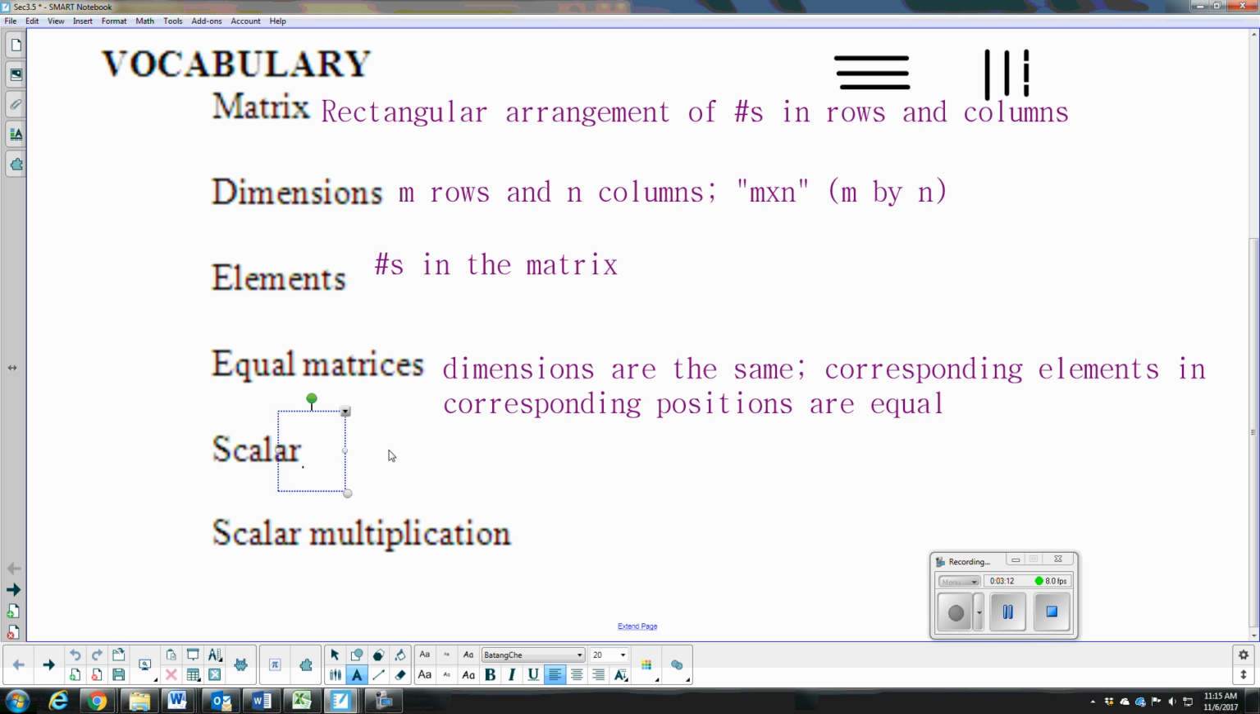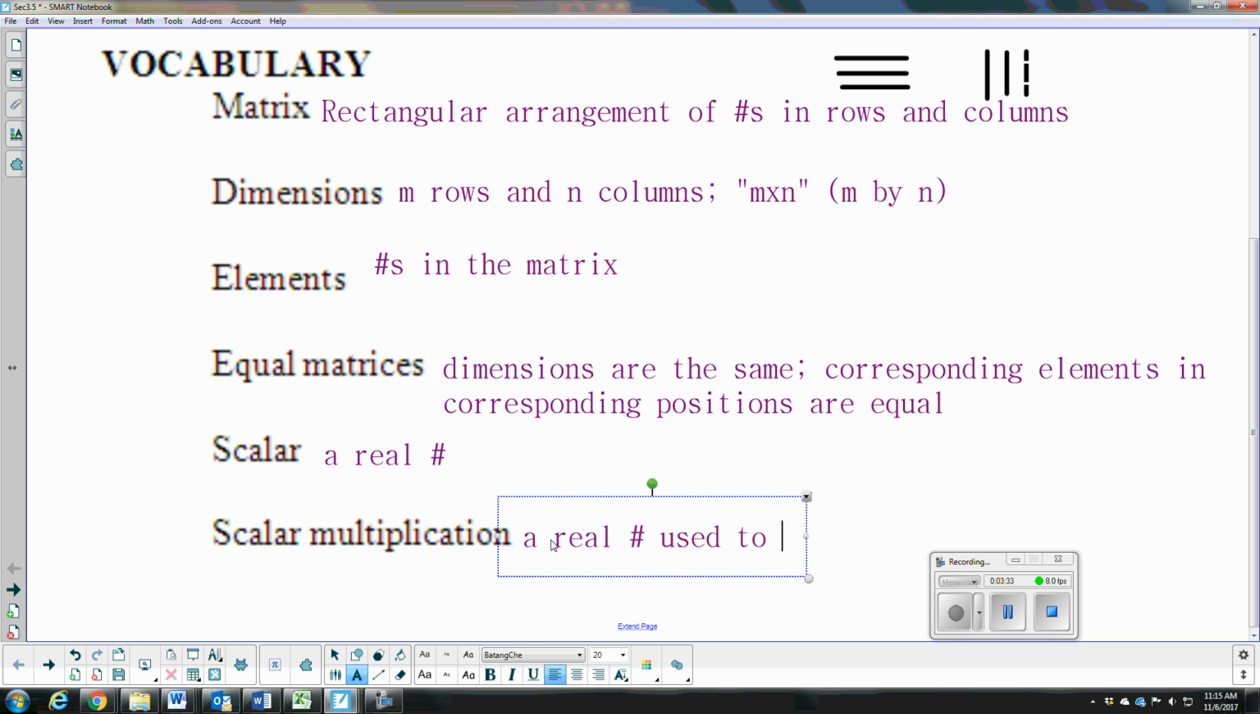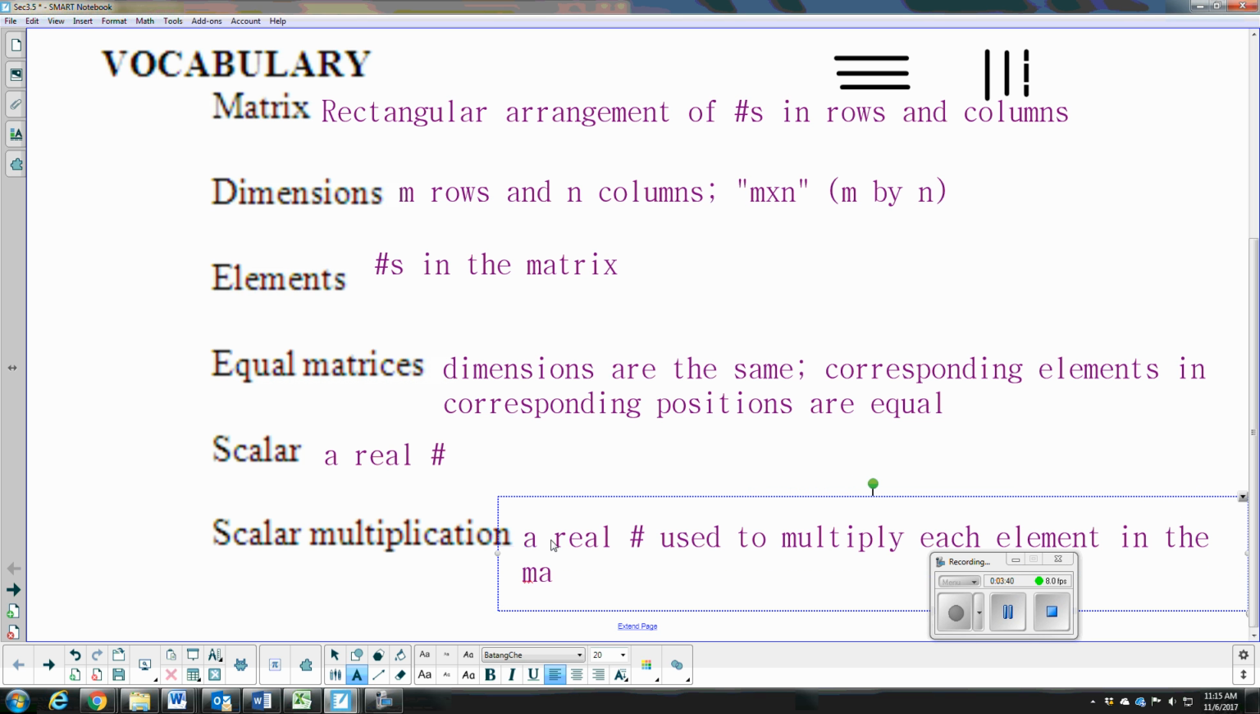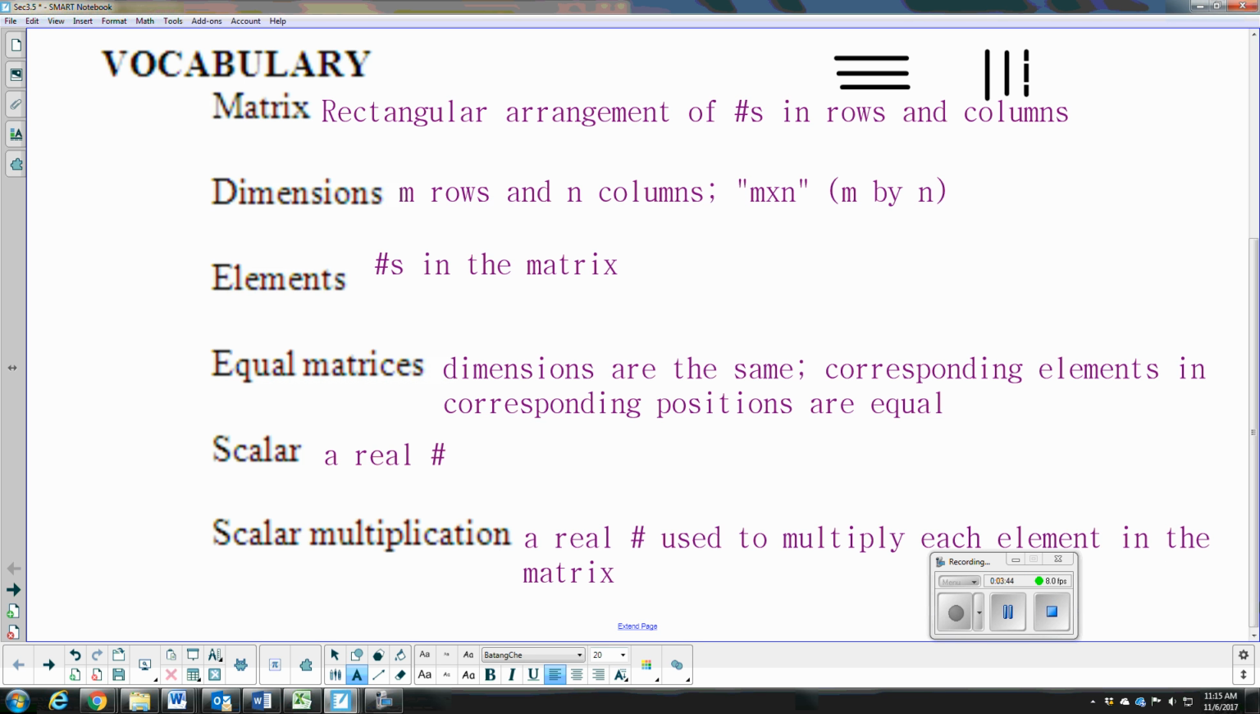The next term, scalar. A scalar is a real number. We'll use scalar for multiplication, but it's just a number. It's not a matrix, it's just a number. And then scalar multiplication is a real number used to multiply each element in the matrix. Okay, so pause as you need to copy down the rest of these definitions.